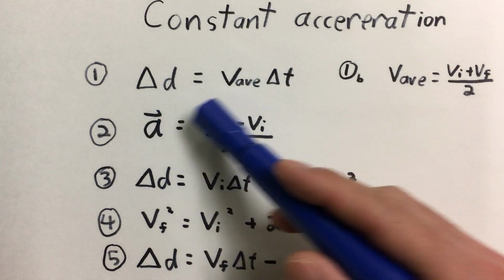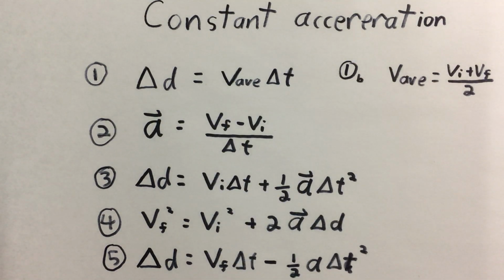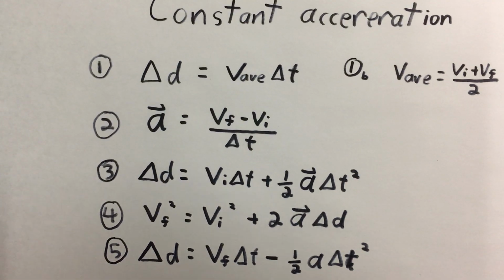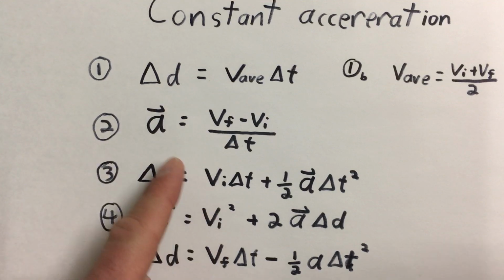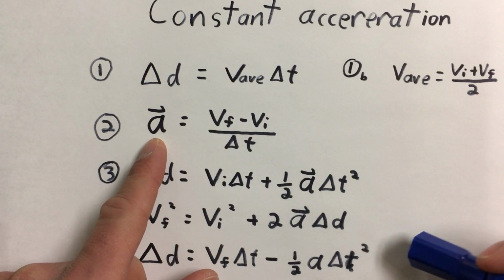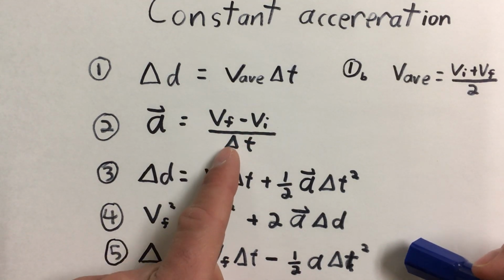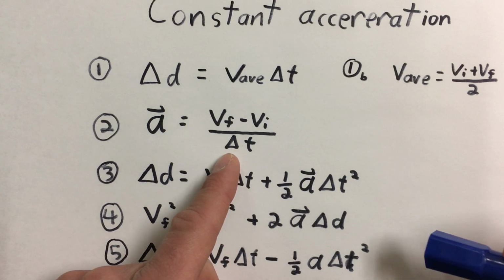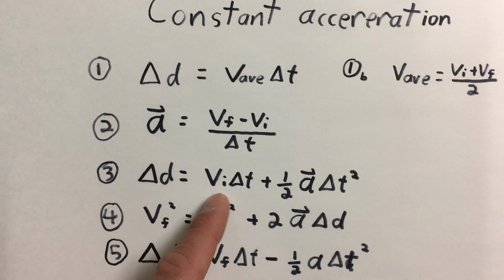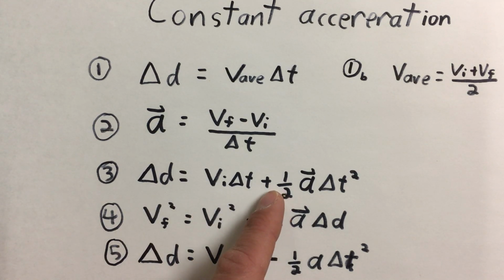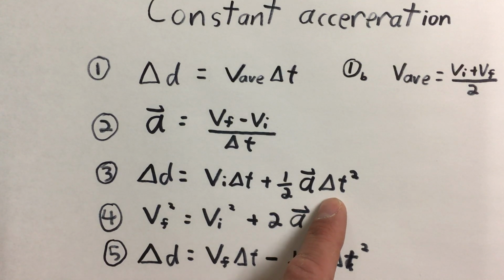These are: displacement is average velocity times the amount of time that it takes, which is really the definition of average velocity. Average velocity is displacement divided by time. Acceleration is the change in velocity divided by the amount of time that that change takes. Displacement is equal to your initial velocity times time plus half of your acceleration times time squared.